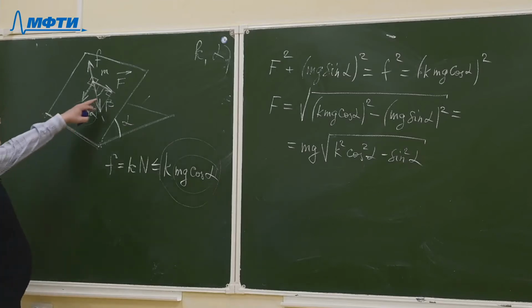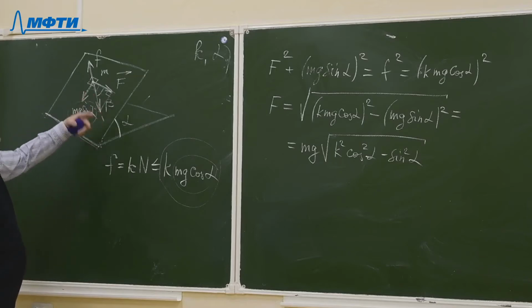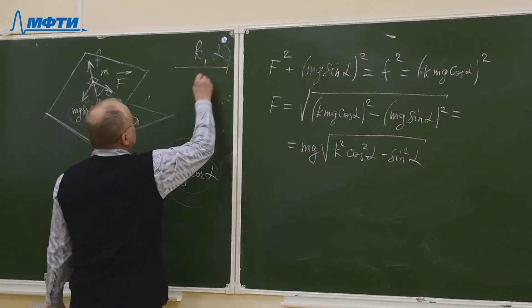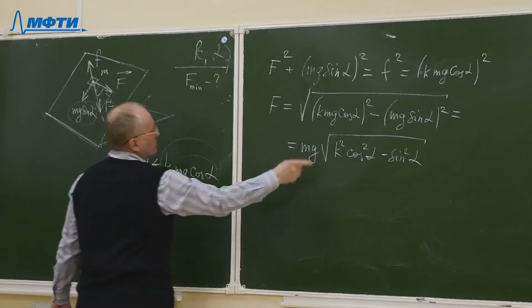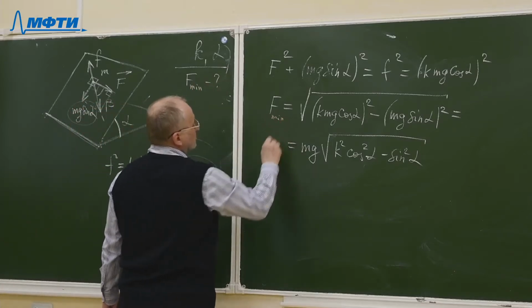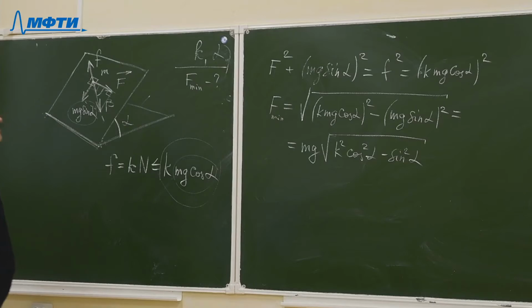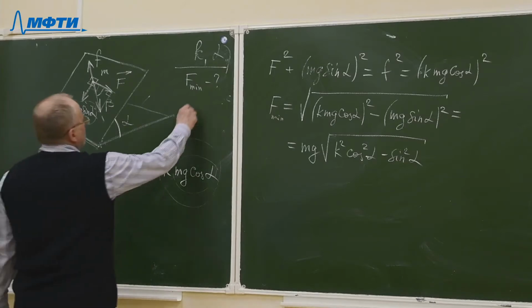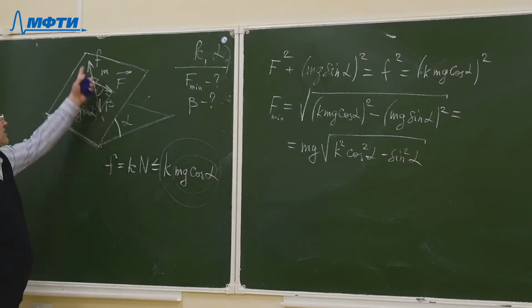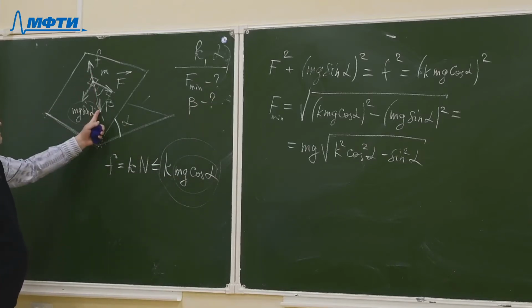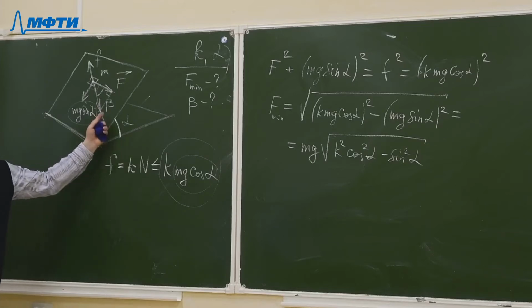So, and what is this angle beta? That is the first question in our problem. The first question was to find the minimum possible force. We have found it. That is the minimum possible force. And the second question, what is angle beta, which defines the direction along which the body will start its motion.